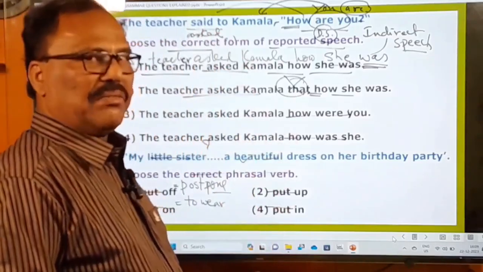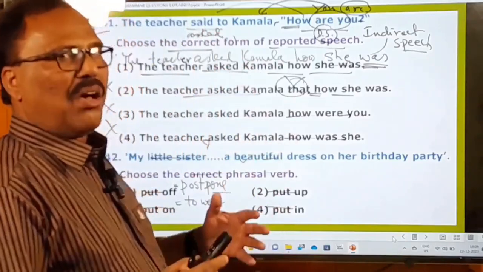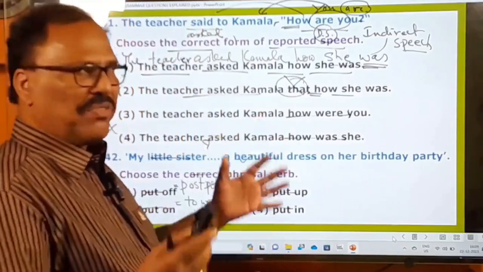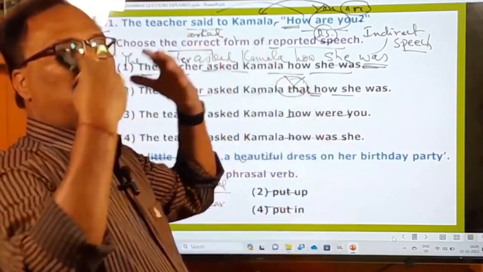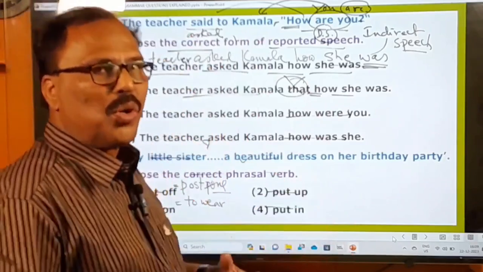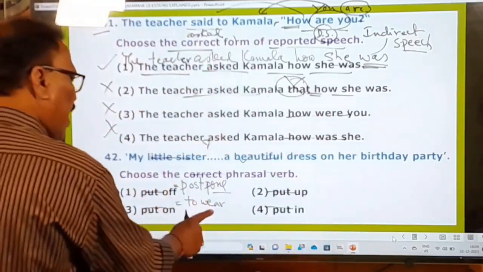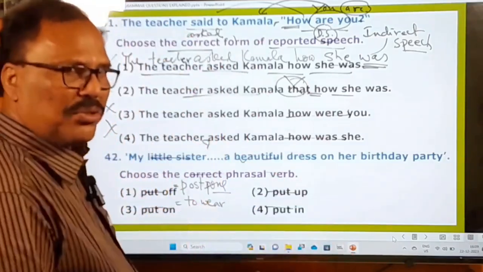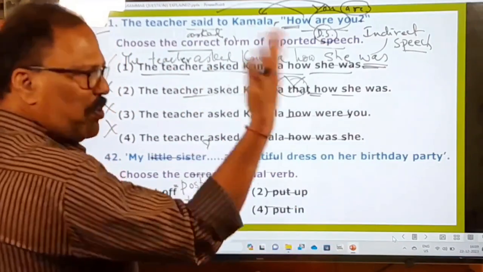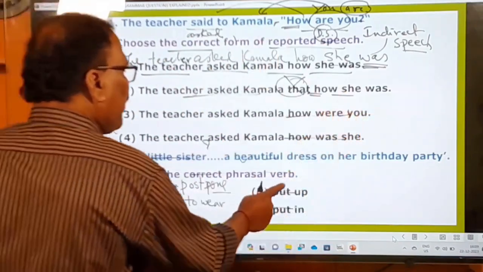At Diwali, at Christmas, at Ramzan, what happens? At these festive occasions, people put on new clothes, new robes, right? Put on means to wear. To wear means in Telugu, dharinchuta. Postpone means postpone cheyuta. And put up is there, the second one.